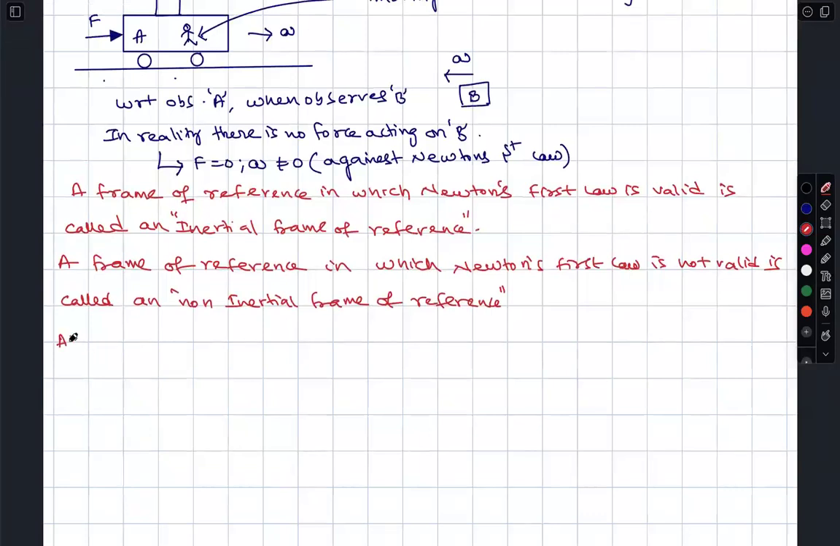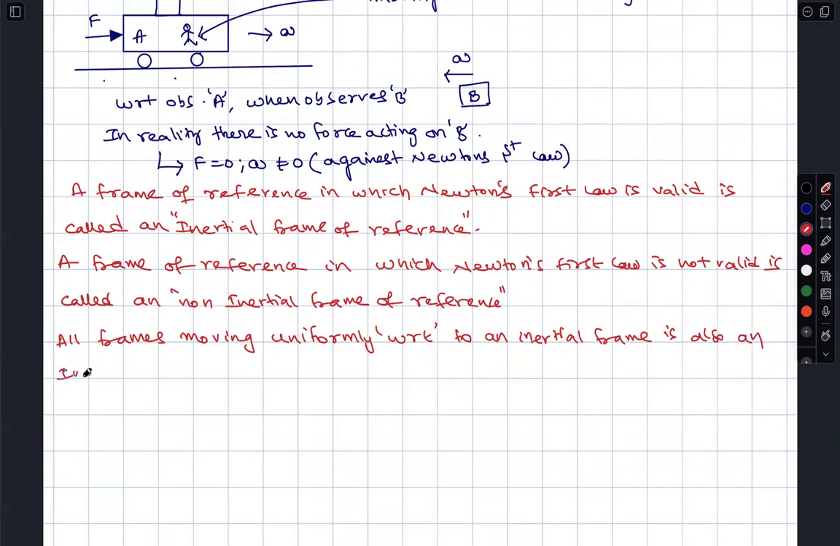All the frames moving uniformly with respect to an inertial frame is also an inertial frame. But uniform.